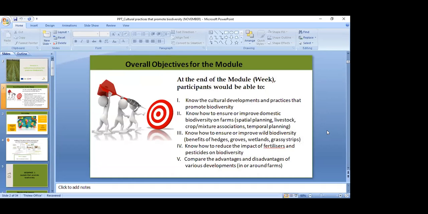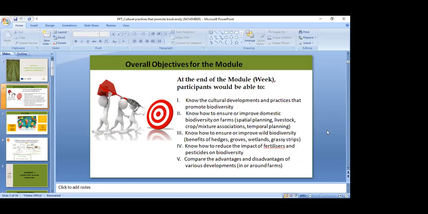We discussed spatial scale biodiversity and temporal scale biodiversity 2 weeks ago. So we'll be discussing how to improve on them, on how to get them applied. And 3, we'll be able to know how to ensure or improve wild biodiversity, benefits of edges, groves, wetlands, grassy strips. And then we will also know how to reduce the impact of fertilizers and pesticides on biodiversity.